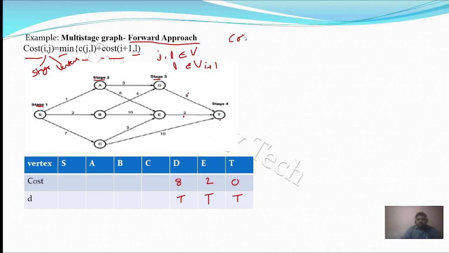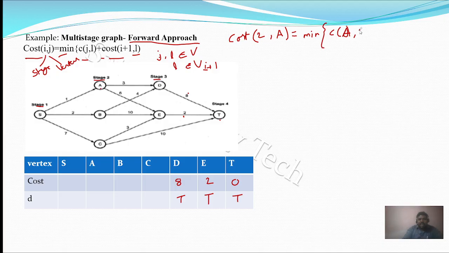The cost of stage 2, vertex A, is equal to the minimum of C(J, L). Here J is A, and L is either D or E, that is A to D or A to E. L means the vertices of stage I plus 1. I is the stage, so here the second stage, and 2 plus 1 is stage 3. So you can see A to D or A to E.